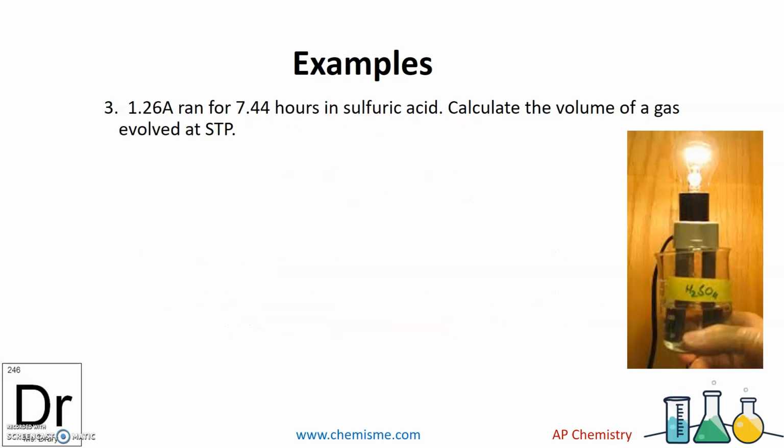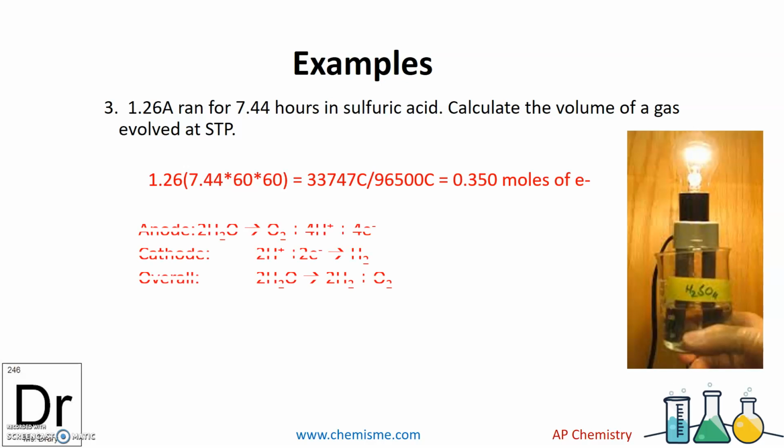Remember, it's not coming out of nowhere. Another example is 1.26 amps ran for 7.44 hours in sulfuric acid, and we want to calculate the volume of gas that evolved at STP. So first we're going to take our CATS rule and do our amperage times our time in seconds. That comes out to be 33,000 coulombs. We'll divide by Faraday's constant, 96,500 coulombs per mole, and we get 0.35 moles of electrons.